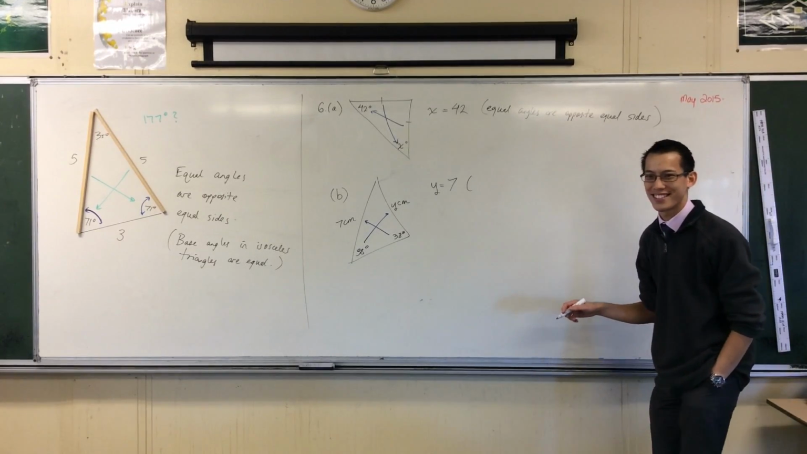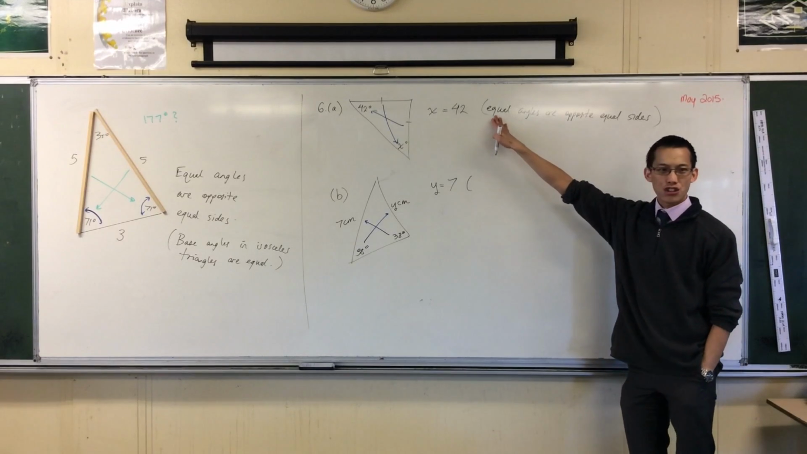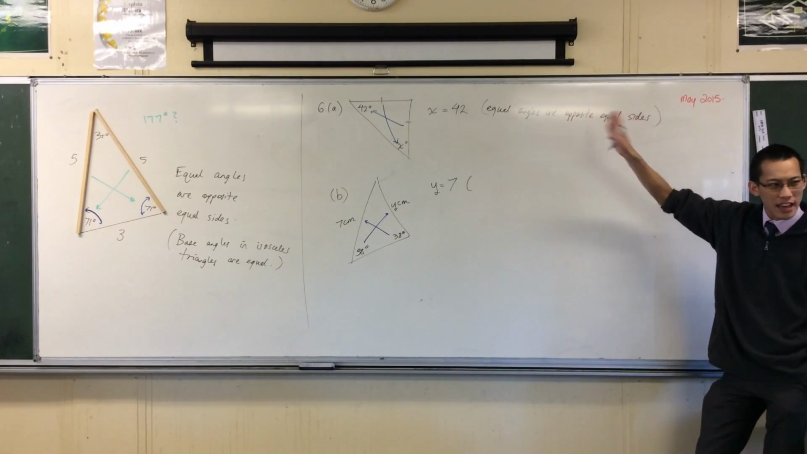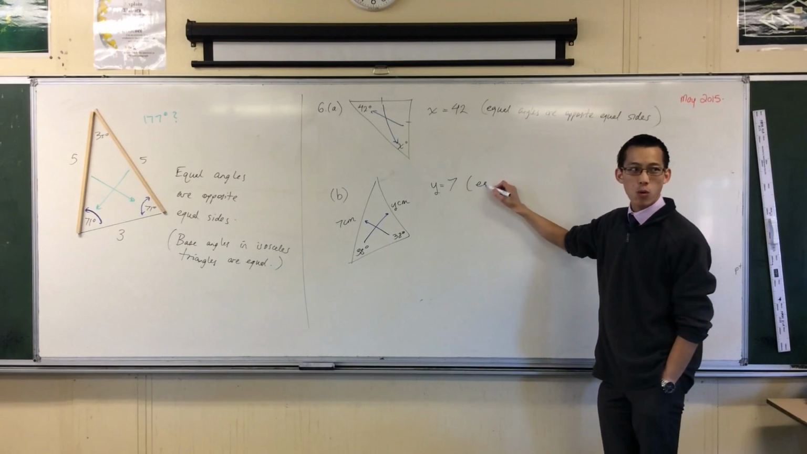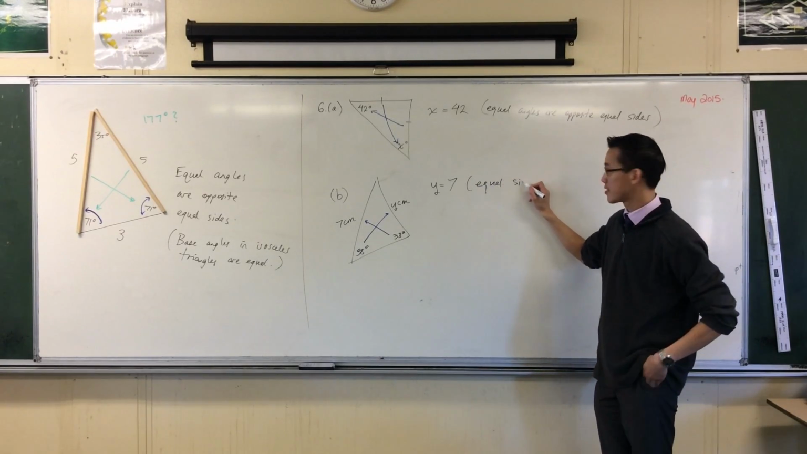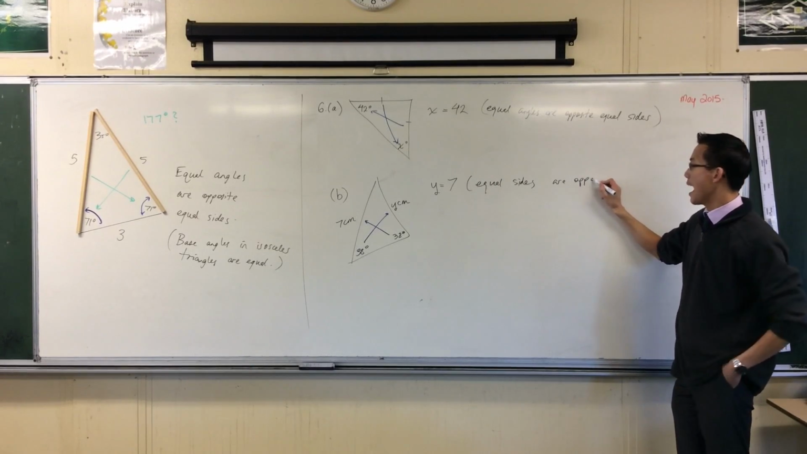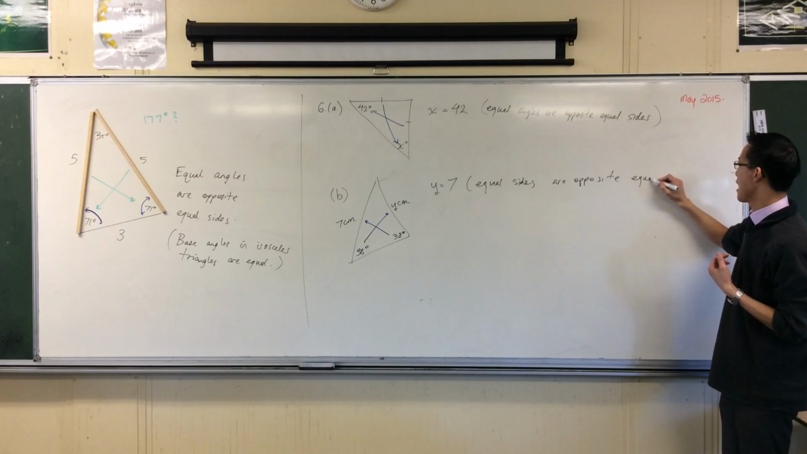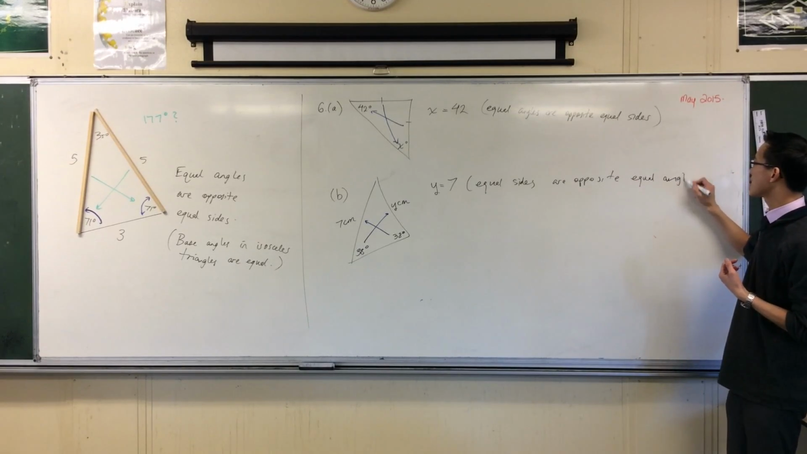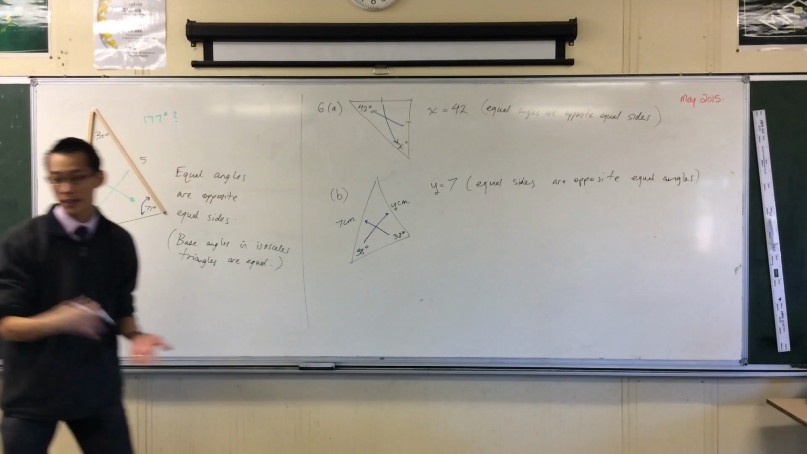What's the reason for this? It's not quite that equal angles are opposite equal sides. In this case, it's that equal sides, because that's what I'm finding, they are opposite equal angles, because that's what I know, right? Opposite equal angles. Right? So you can see it's the same reason. I'm just looking at it from the opposite point of view. Okay?